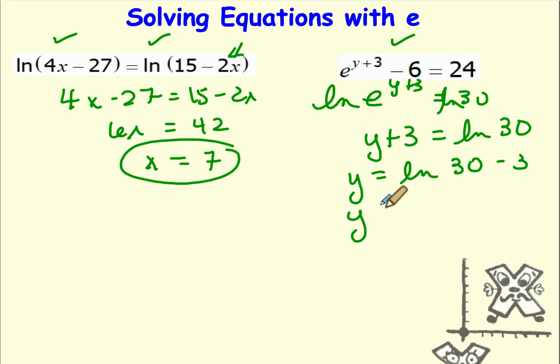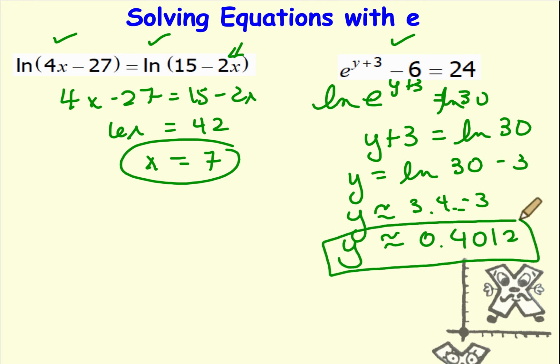If I wanted to get an approximation from this, I would simply go on my calculator, take the natural log of 30, and subtract 3. So that gives me about 3.4 something minus 3, which gives me about 0.4012. This is the best answer though. And that's it.